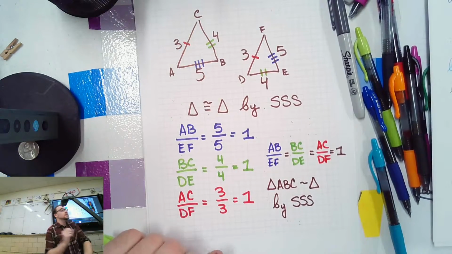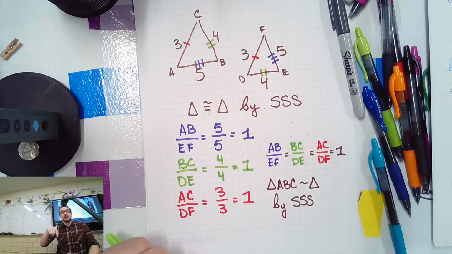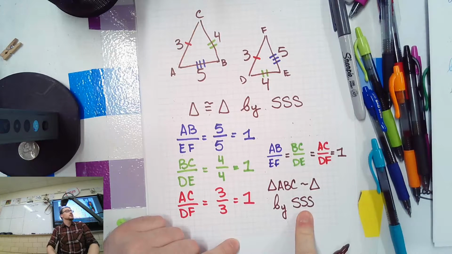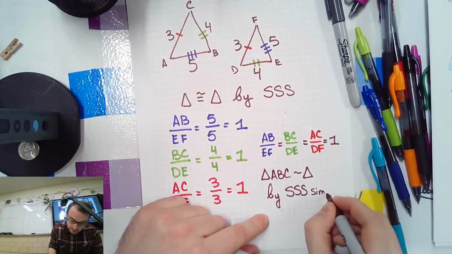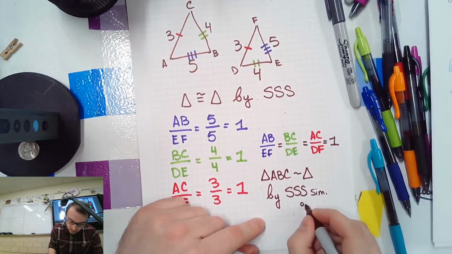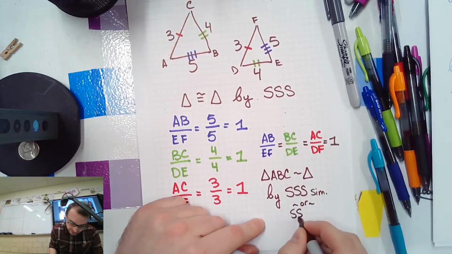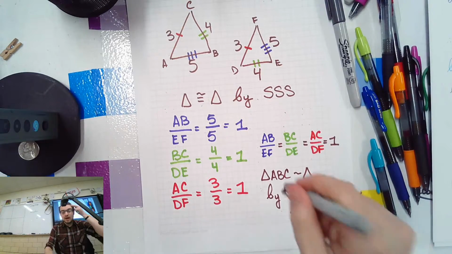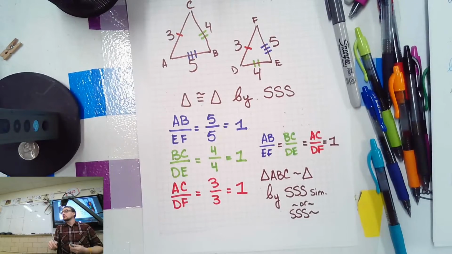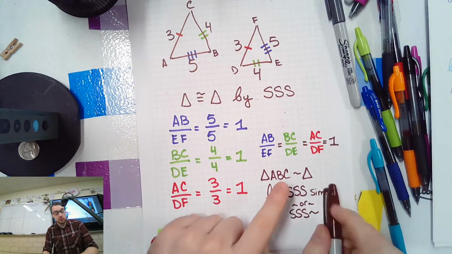Now you can write similarity as SIM after this. I do need to see that. It can't be SSS because that's congruency. We've used that before for congruency. You can write SIM, dot is optional, or you can write it as SSS squiggle. Okay?